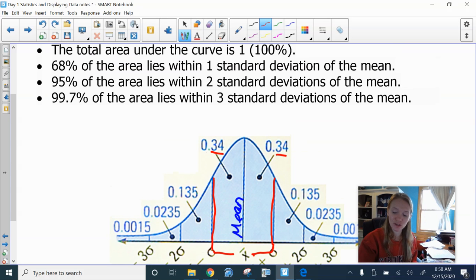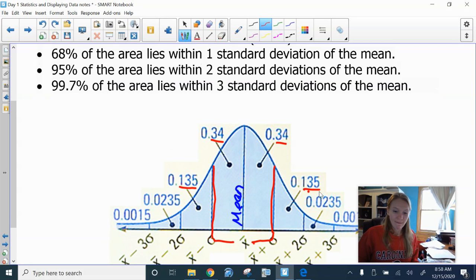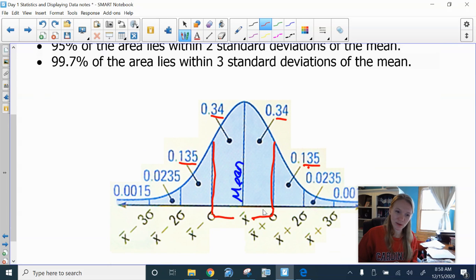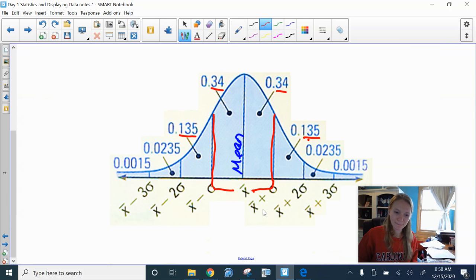These numbers never change. The 34%, 34%, this would be 13.5%, 13.5%. So all of those values are always going to be equal or even. It looks really weird when you're looking at it like this. It's actually really easy to read because we know that these values are always going to be the same. So how to read a bell curve or how to make one of these work.